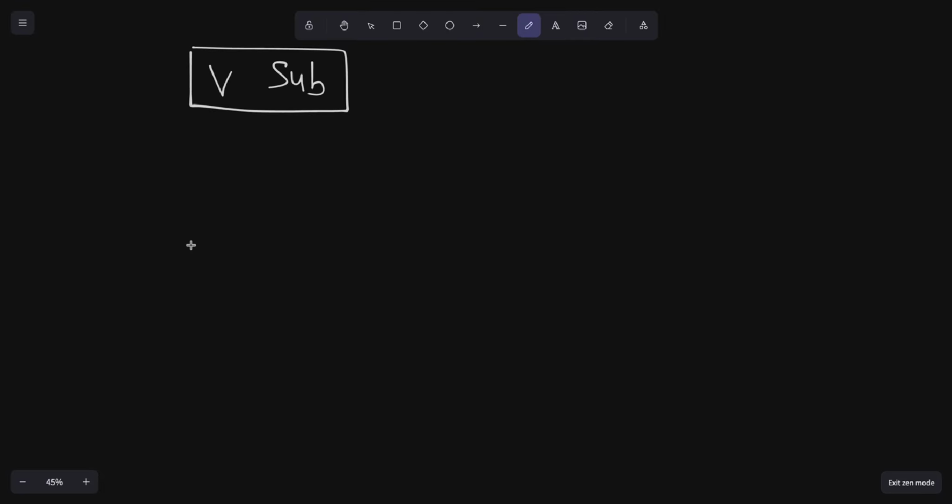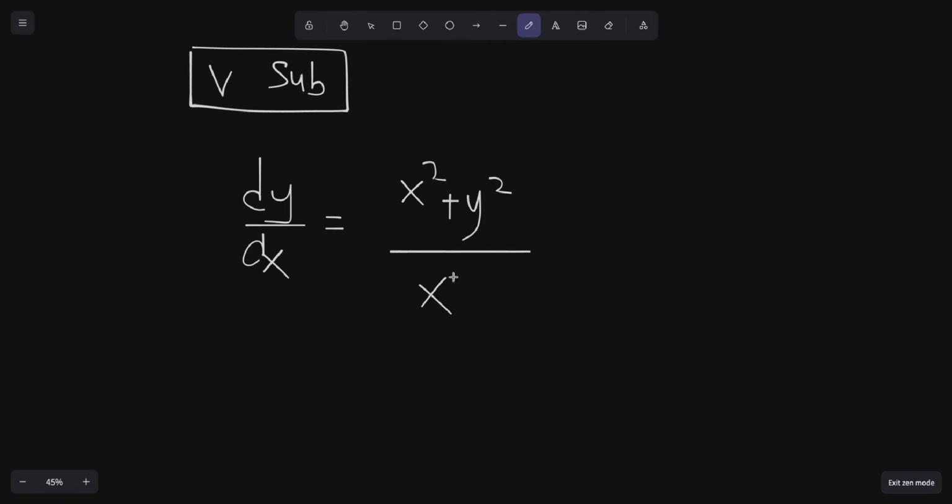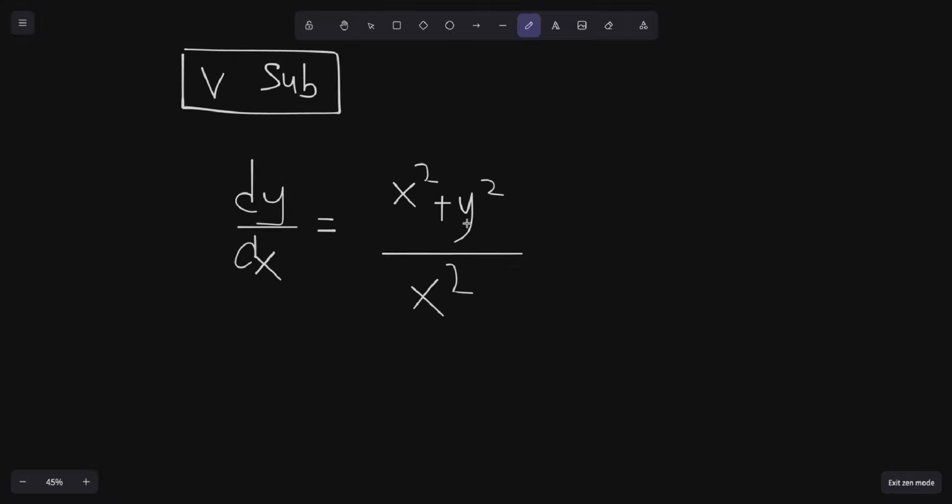Let's say that we have something simple, dy over dx equal to x squared plus y squared divided by x squared. The important part to know about v sub is that you're able to turn what looks like a not separable differential equation into a separable one. This is the first case to look for: you're able to turn it into a separable differential equation.